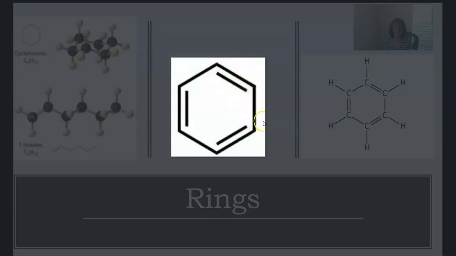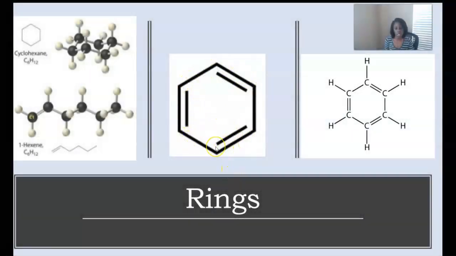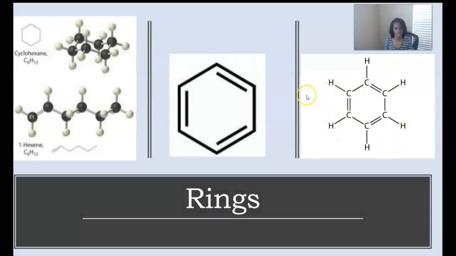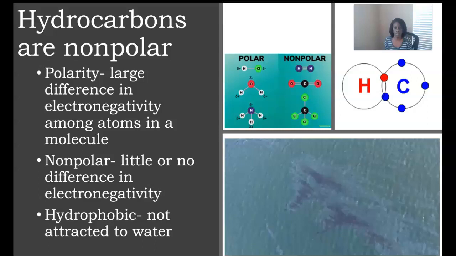Between these two carbons is a single bond. Then we've got another double, single, double. Okay? So what this structure really looks like if we were to add those carbons and hydrogens back to the illustration would be like this. All right, and this is benzene. We see our six carbons and our six hydrogens. Benzene is C6H6.